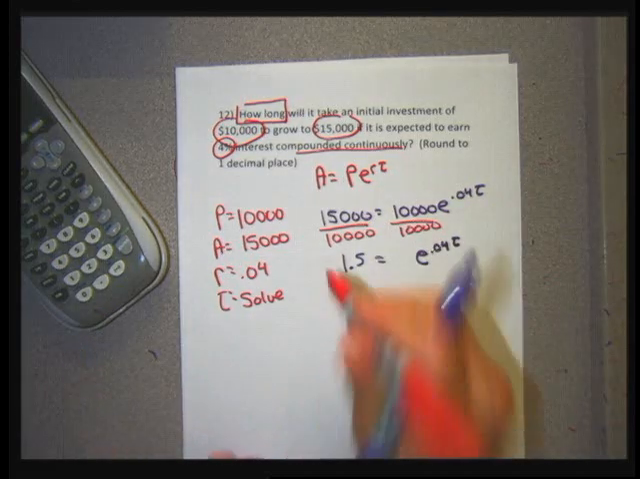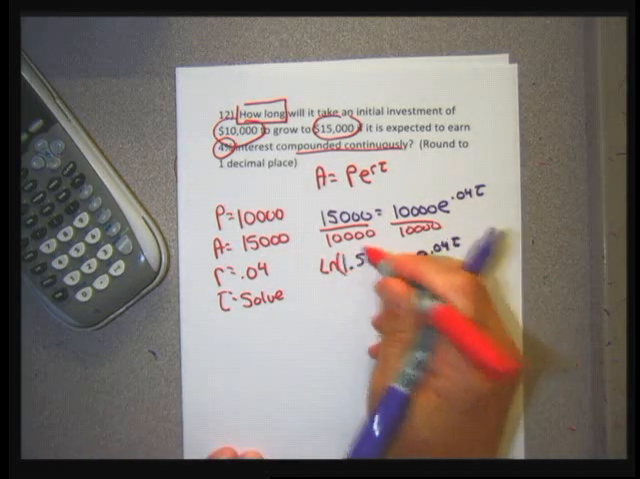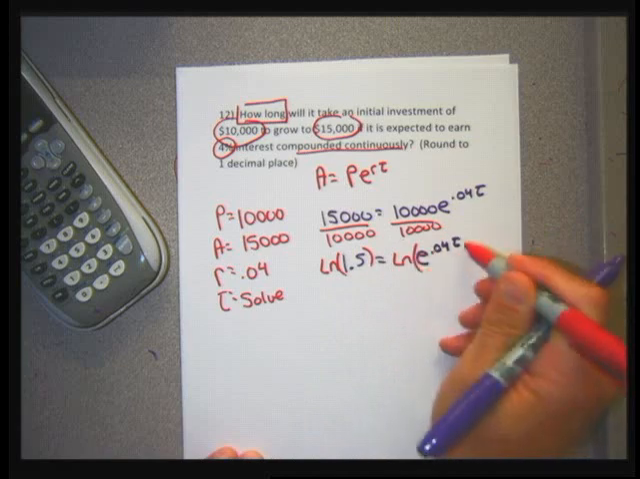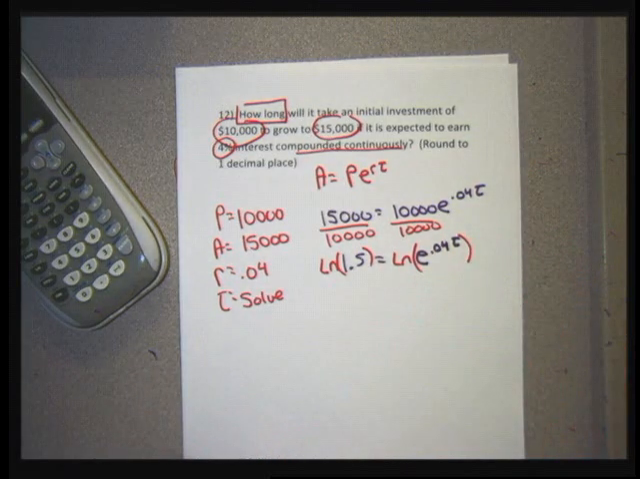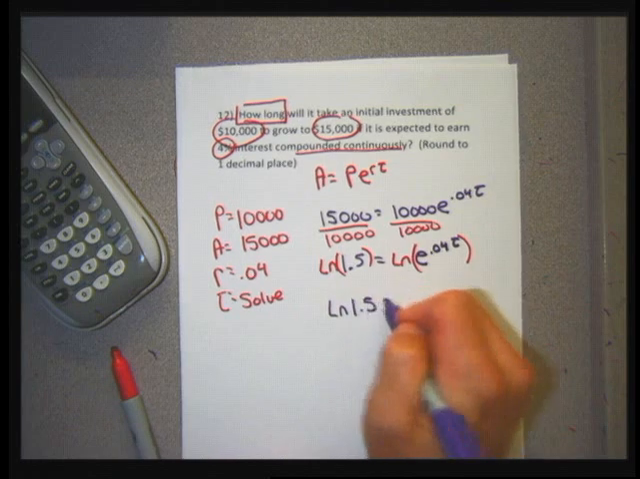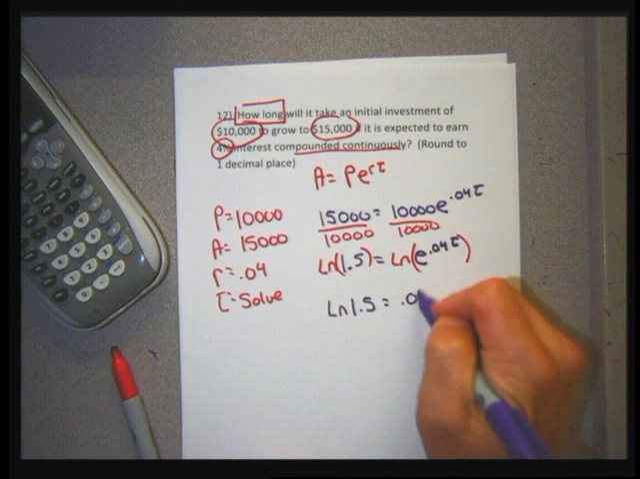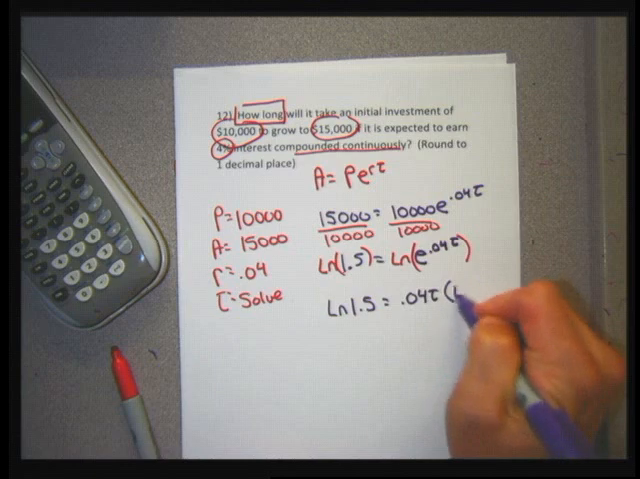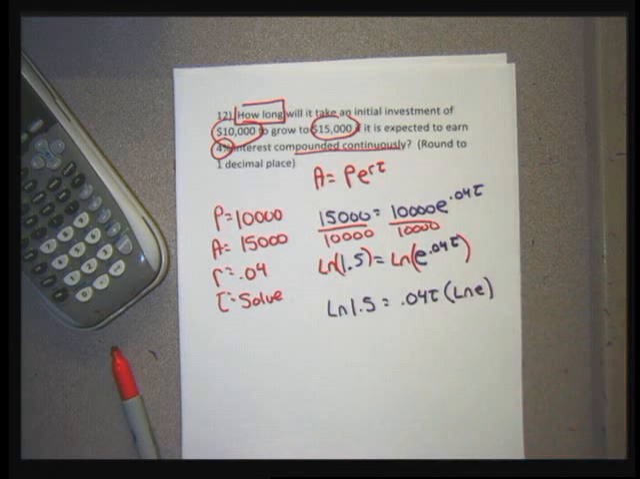Now I'm going to take the natural log of both sides. I'm going to leave the left side alone for a bit, leave it at the natural log of 1.5. On the right side, I'm going to make the exponent 0.04t a coefficient. I don't really need this parentheses, but it's okay to have it.